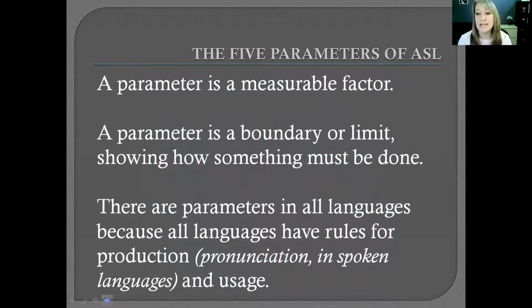So a parameter is a measurable factor. It's a boundary or limit that shows how something must be done. There are parameters in a lot of things, and there are parameters in all languages because all languages have rules for production, whether that's pronunciation in spoken language or whatnot. And all languages also have rules for language usage. Like you can't use one word one way. There are rules, there are parameters in how you produce and use language.